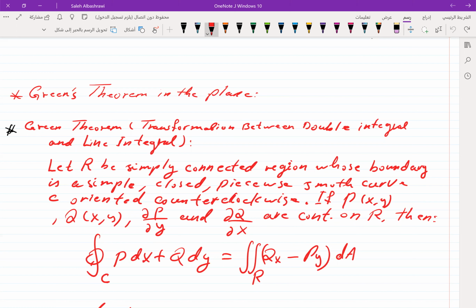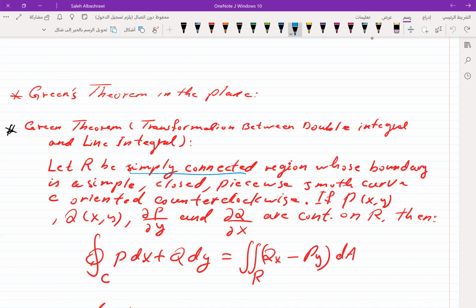Today we are going to speak about the Green Theorem in the plane. Green Theorem is one of the theorems that relate the double integral and the line integral. Sometimes we call it the transformation between the double integral and line integral. The statement of the theorem says that let R be a simply connected region.